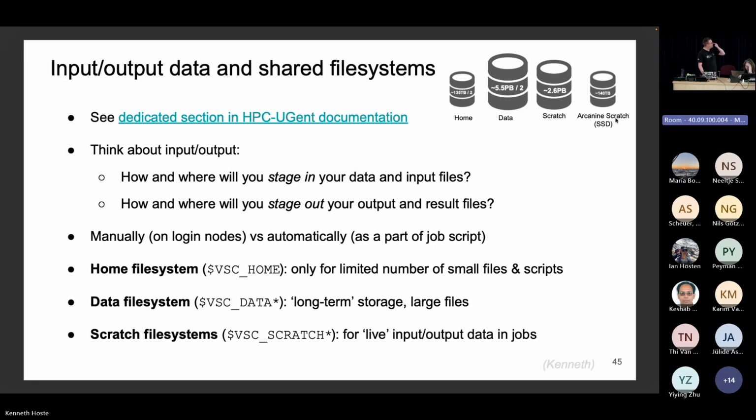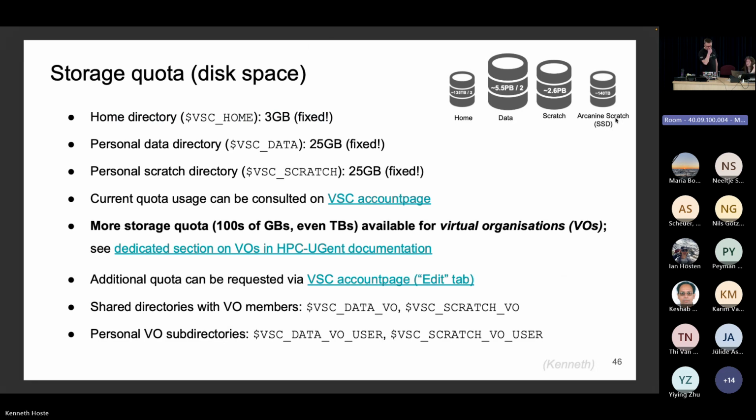You can see the sizes of the different file systems there. The data file system is 5.5 petabytes in hard drive space. But because we have two copies of everything, you have to divide that by 2 in terms of actual disk space. The scratch file system is 2.6 petabytes in total. And then the other ones are a lot smaller. That's big, but as an individual user to start with, you only get a pretty limited amount of disk space.